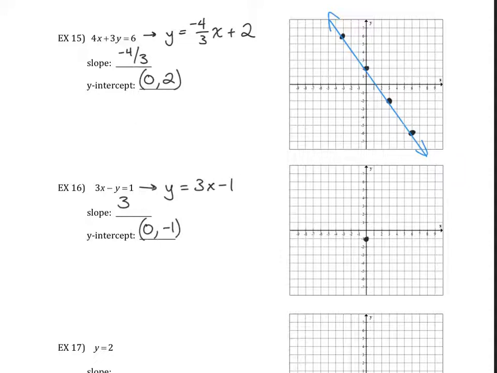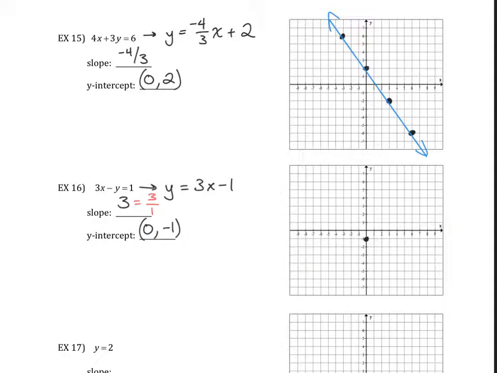So you do a lot of those same steps for example 16, but what I want to point out here is that the slope is a whole number. The slope, when we're trying to graph, makes much more sense if it is a fraction. You can always put a whole number over 1. So from here, I already have the y-intercept plotted at 0, negative 1. There it is right there.